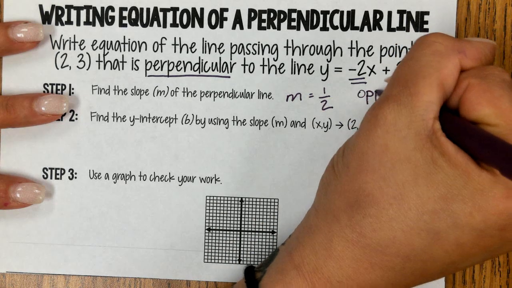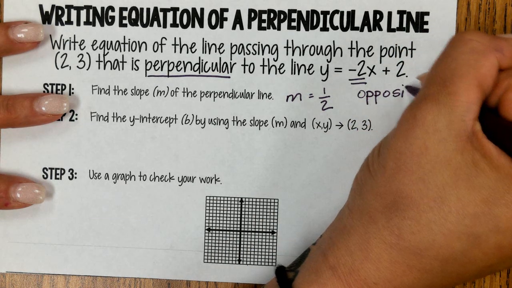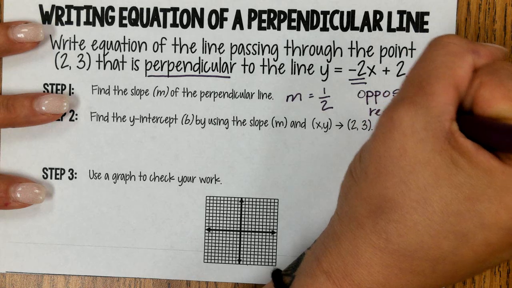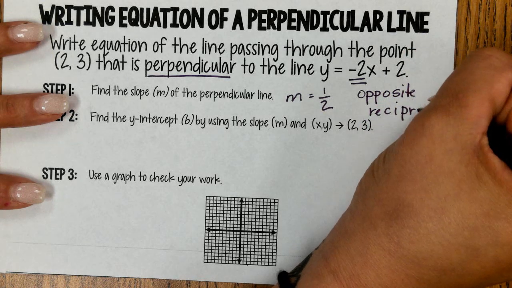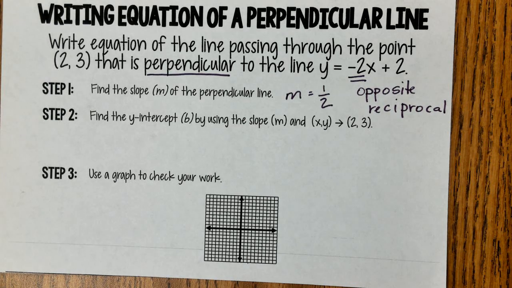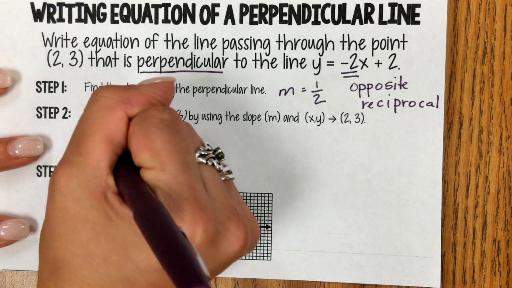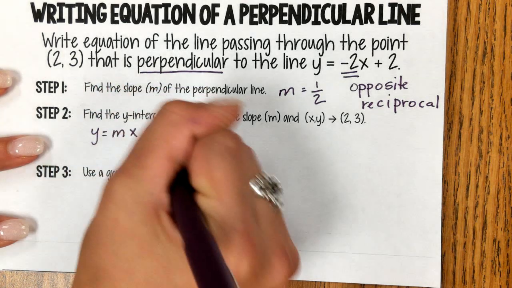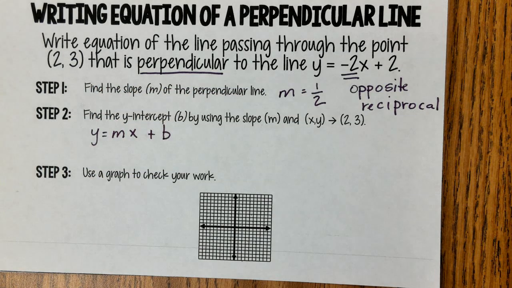So when we're dealing with parallel lines, it should be the same slope. When we're dealing with perpendicular lines, it's the opposite reciprocal. Okay? Alright, so from there, you're going to write out slope-intercept form, and you're going to plug in the values of that.